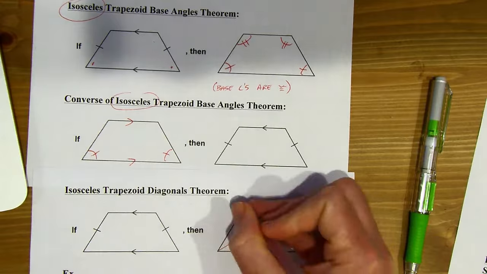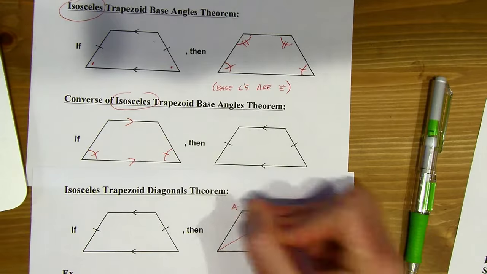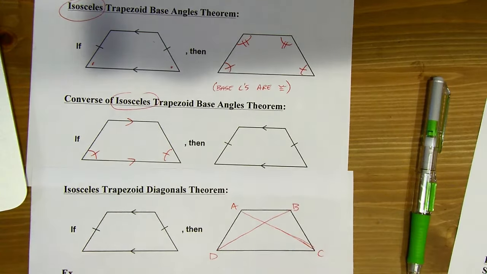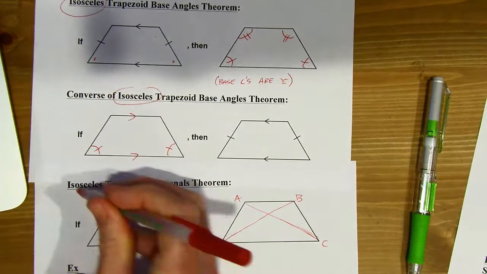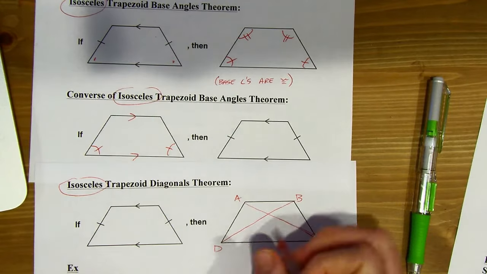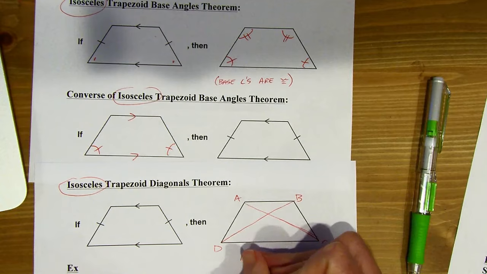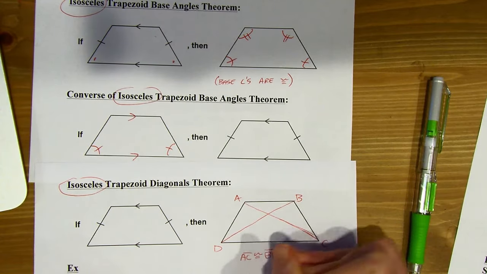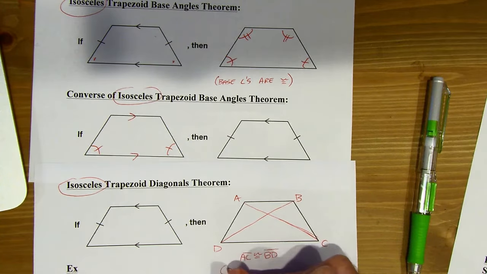So again, this only works, so let me put A, B, C, D around here. This only works for isosceles trapezoids. In a non-isosceles trapezoid, the diagonals are not going to be congruent. But in this case, AC is going to be congruent to BD. So yes, the diagonals are congruent.